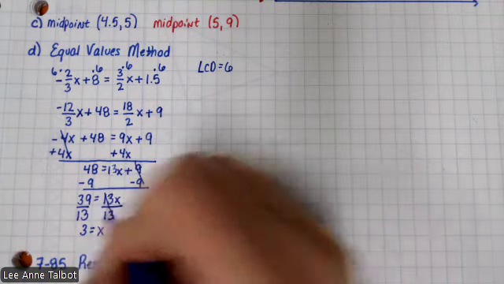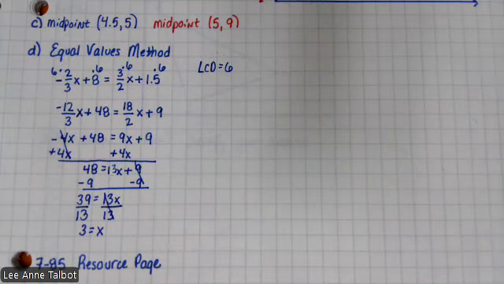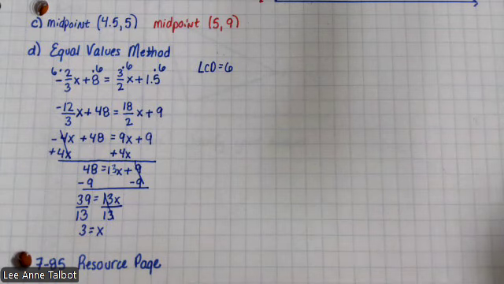You know what I think it is? I think it's because your class is too silent. It's throwing me off. Okay, so I got x equals 3.